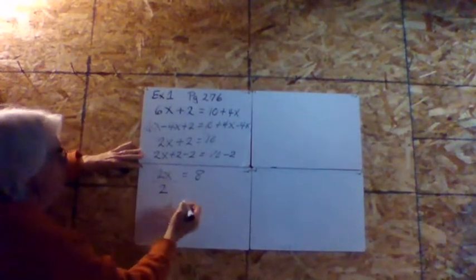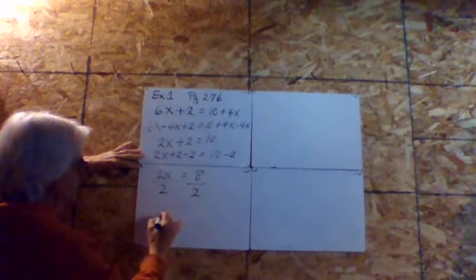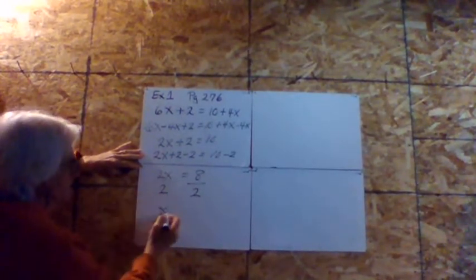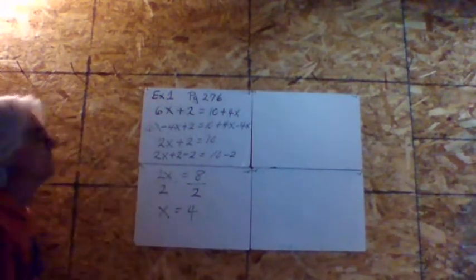My marker's dying. Of course, when I do one side of the equation, I have to do the other side. So these cancel each other out, leaving me with x. 8 divided by 2 is 4. So that's my solution.